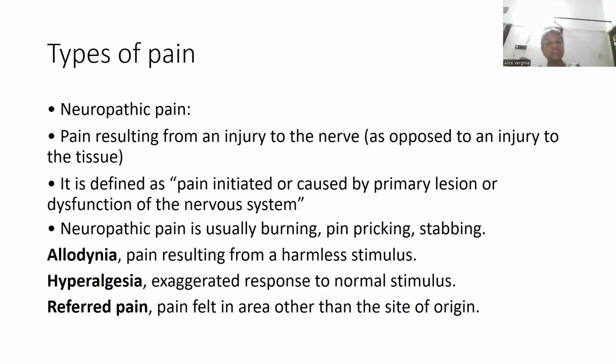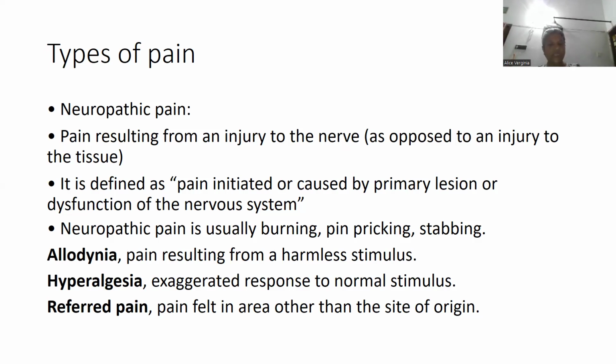Okay, peripheral vascular disease patients, the smokers, when they have an ulcer, usually it's burning like anything. Otherwise, pricking type burning pain. Okay, so that is neuropathic pain. So in neuropathic pain, you can see allodynia, hyperalgesia, and referred pain.